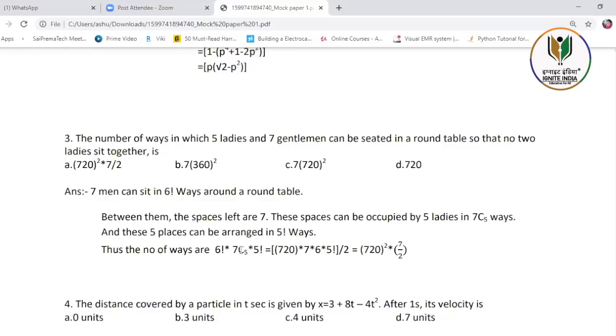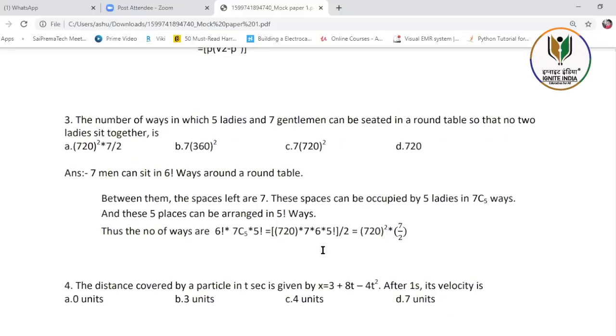Now if the options were these, you could have directly written it, but they are reduced. So what is 6 factorial? 720, right? 720. 7C5 will get you 7 into 6 by 2 into 5 factorial. 6 into 5 factorial will give you 720 again. So that one 720, another 720, combined 720 raised to 2 into 7 by 2. Okay. So the answer is A.